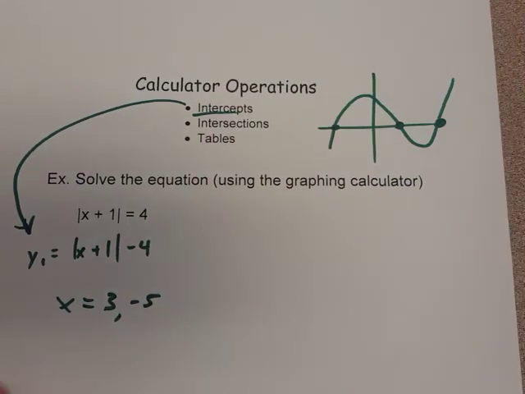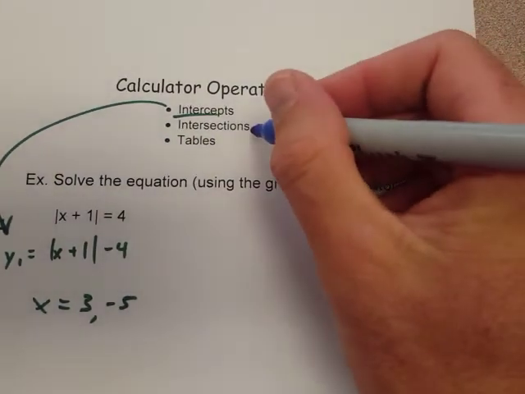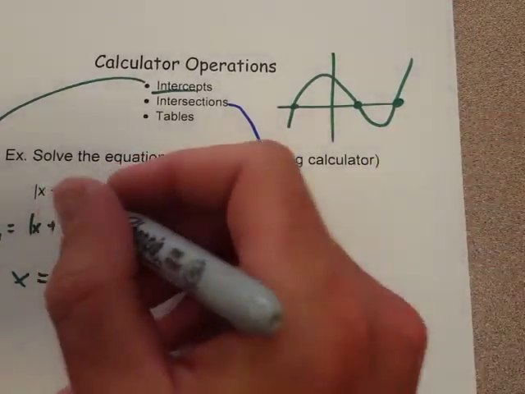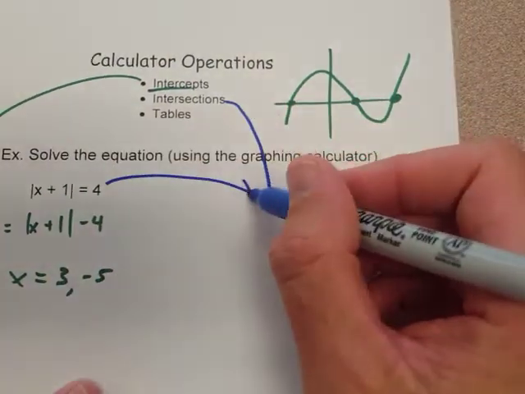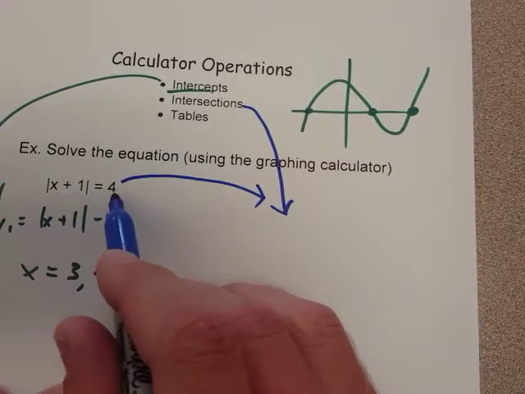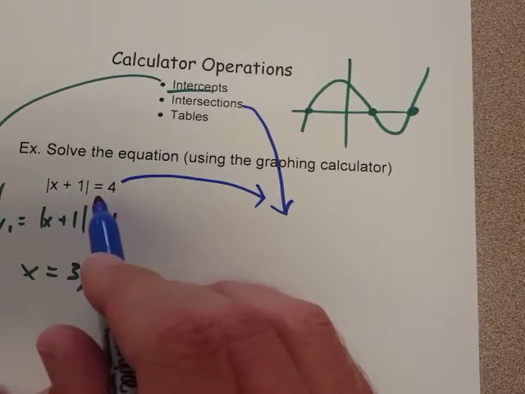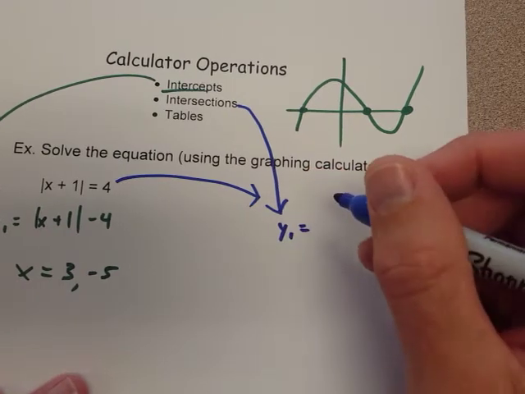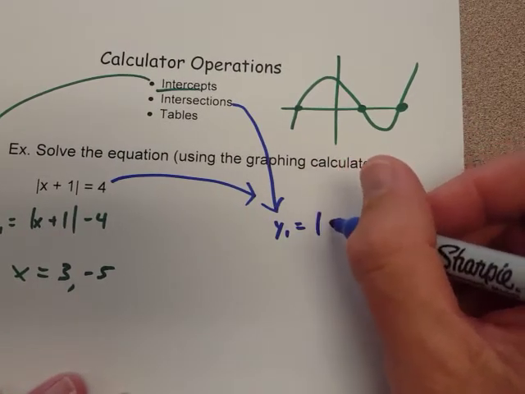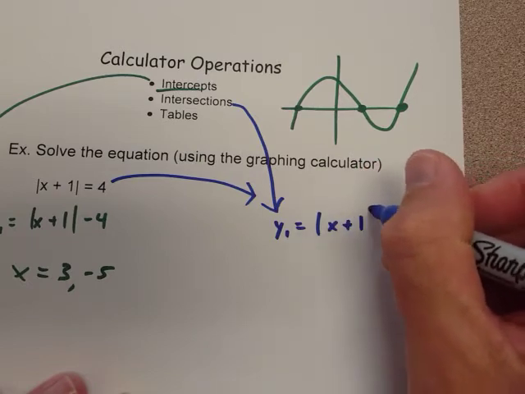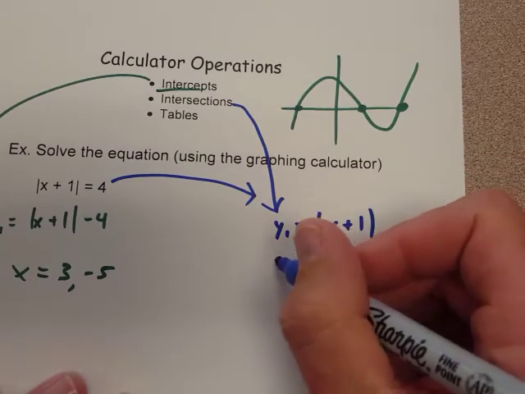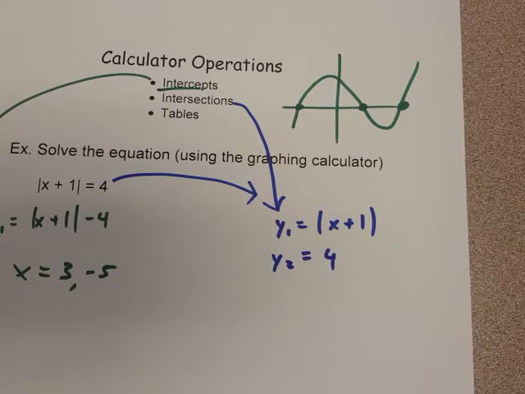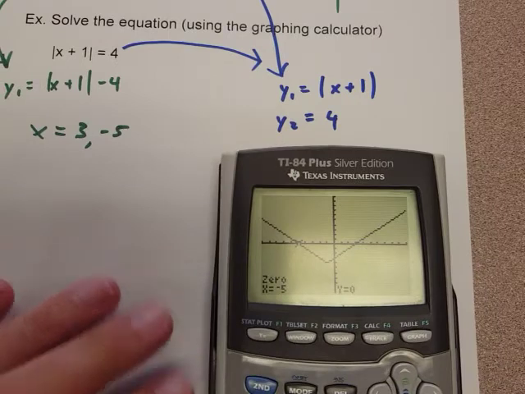Now let's talk about intersections. I'm going to approach it a little bit differently in that I'm going to take this and make each one of the sides of the equal sign its own equation. So I'm going to do one of them, I'll call y1, absolute value of x plus 1. I'm just breaking this up. y2 is going to be simpler yet. That's just going to be 4. So I'm going to enter those into my graphing calculator.